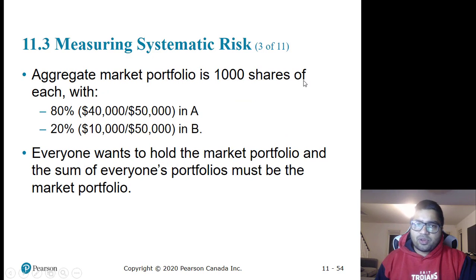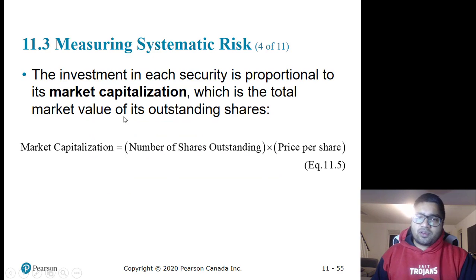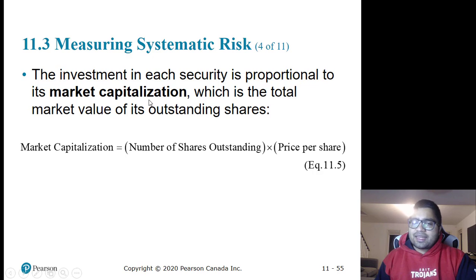So aggregate market portfolio is 1,000 shares of each. So let's say you just have two stocks listed in the market. Whatever is the market cap of A, you will put your money in that. Whatever is the market cap of B, you will put money into that. Everyone wants to hold the market portfolio, and the sum of everyone's portfolio must be equal to the market portfolio. The investment in each security is proportionate to its market cap.